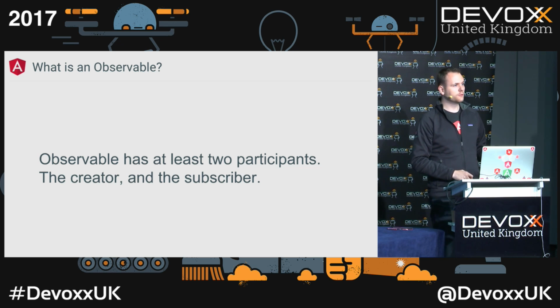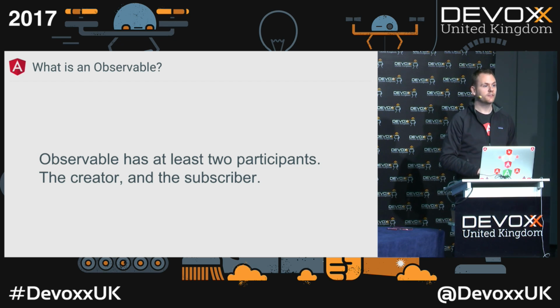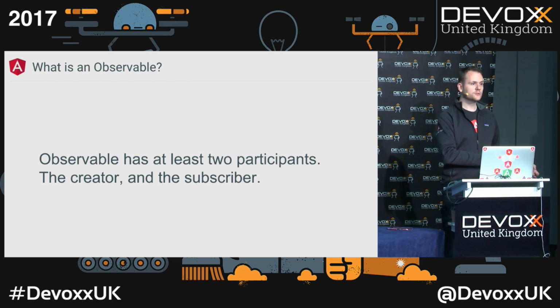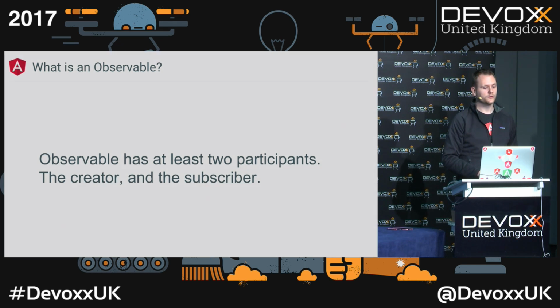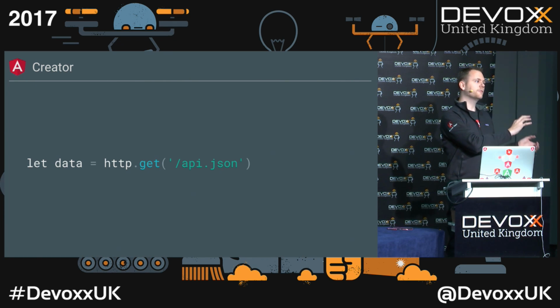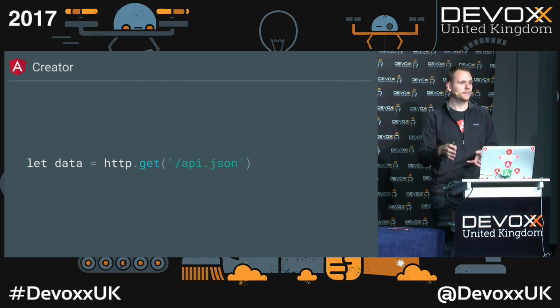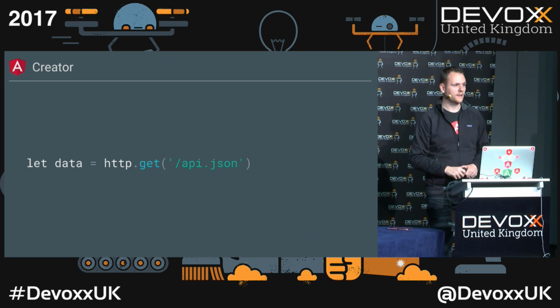When I explain observables to developers that have never worked with them before, there's really two participants. There's someone that creates an observable, a data source, and then a subscription. And the interactions with the observables are all about how we map the data from the source to the subscription, to where I'm actually consuming that data.